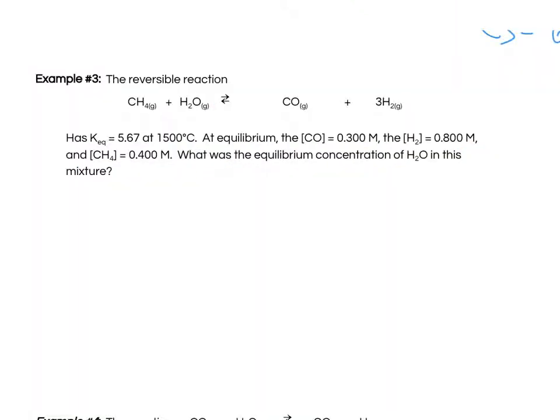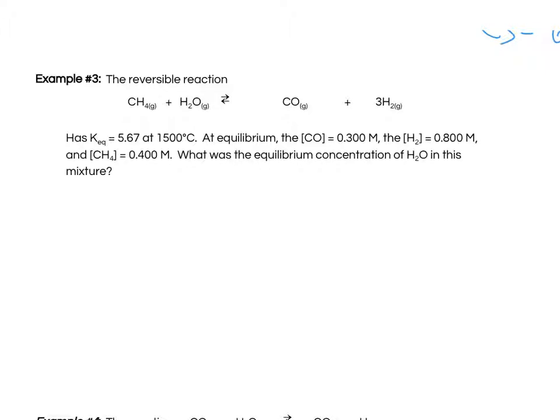So in this reaction here, I'm going to read through it, but I think it's one that you should be able to do yourselves. So I'm going to let you go ahead and give this a try, and then magically, when you resume the video after pausing, you will see my solution.